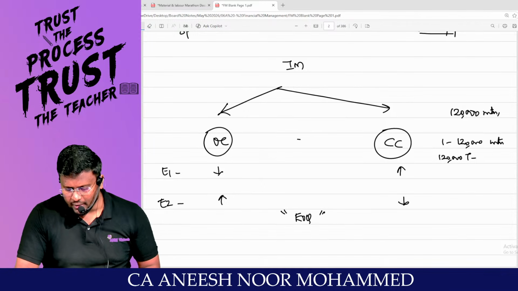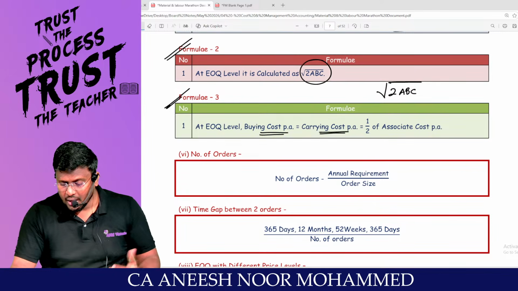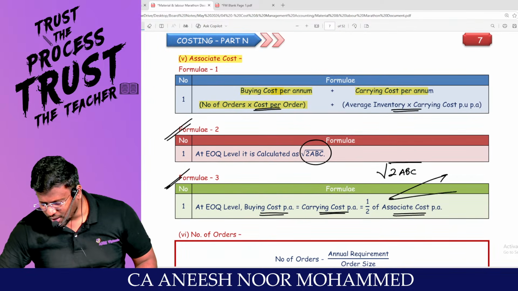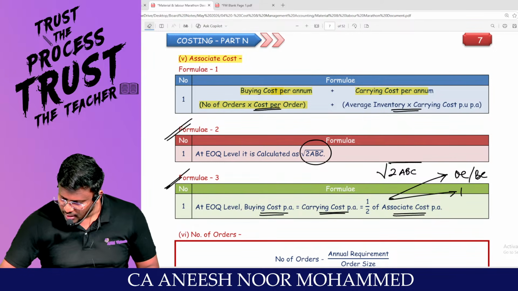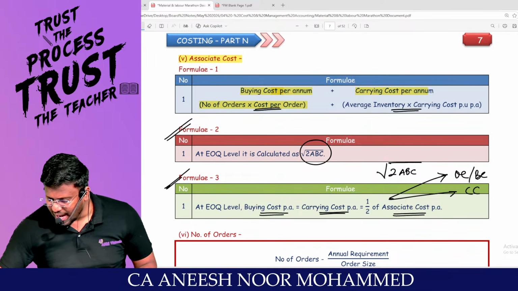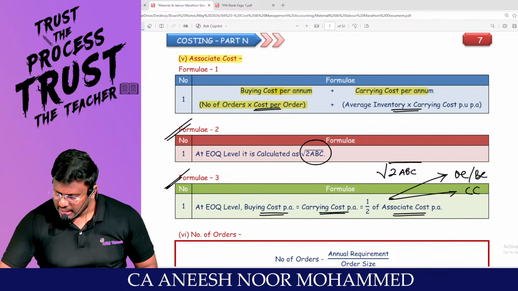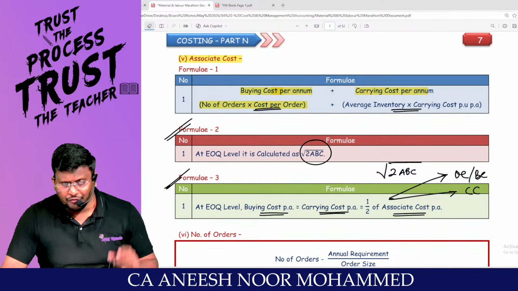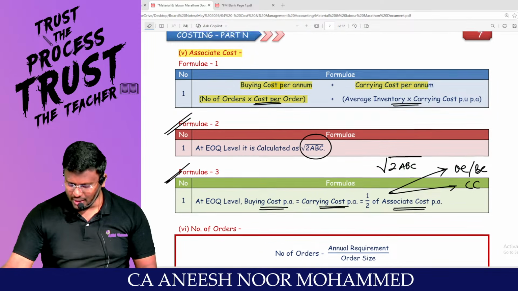At EOQ level, my ordering cost will be equal to carrying cost, which will be half of my associated cost. What is associated cost? What cost plus what cost? Sir, ordering cost plus buying cost. Number two is carrying cost. If you add the total, you will get the total cost. Half of the associated cost will be buying cost, and that amount will be equal to the carrying cost.